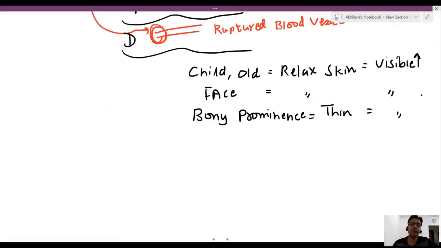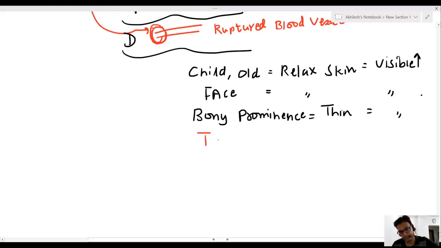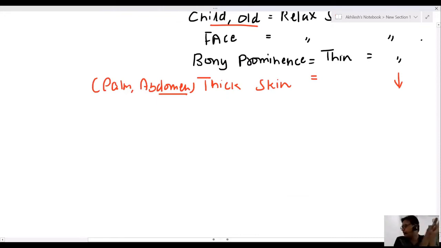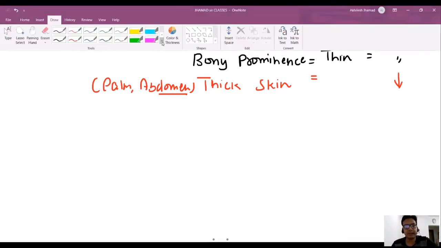But sir, if you have thick skin, bruises are less visible, like palm and sole. Examples of thick skin are palm, abdomen. Again, I'm revising, my dear friend. Children and old persons, bruises are easily visible. Face is the site where bruises are easily visible. Bony prominences have thin skin. But where skin is thick, bruises are very less visible because of skin thickness.